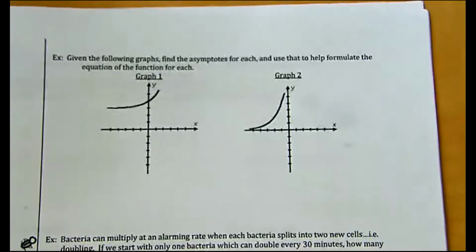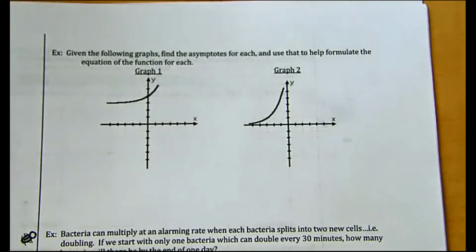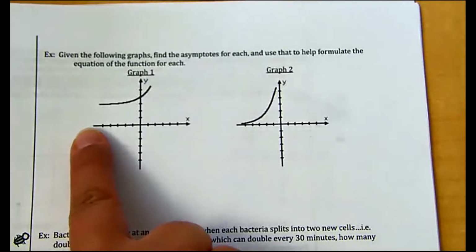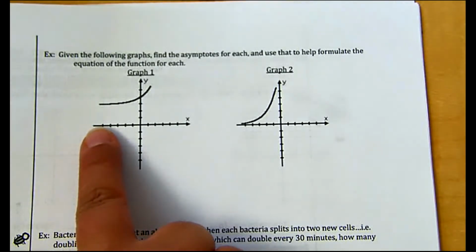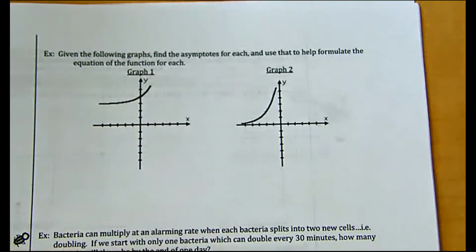Okay, let's take a look at these two graphs here. It says, given the following graphs, find the asymptotes for each, and then use that to help you formulate the equation of the function. So over here, we're really talking about the translations that are taking place.